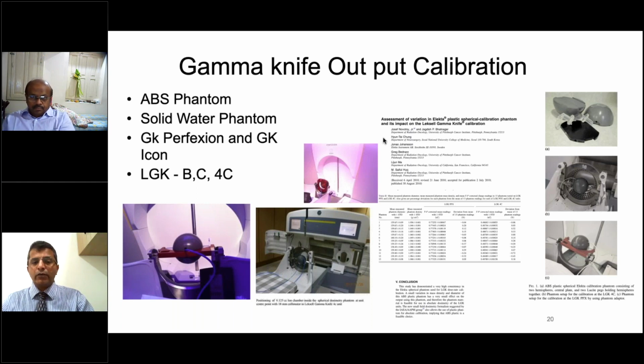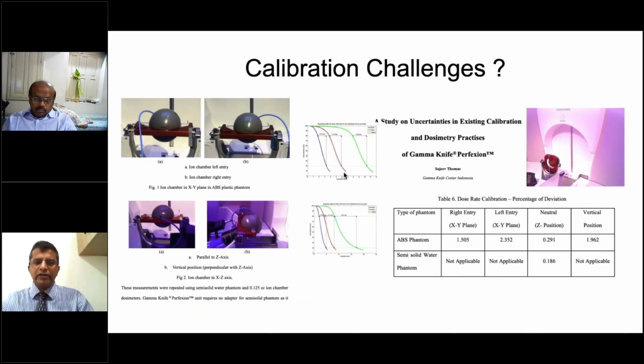So we have a number of publications regarding the assessment of variation and differences with the gamma knife calibration. So what is the calibration challenge we have? This is my own experience with the gamma knife systems. When we use especially the ABS phantom, it is possible to position it in multiple positions. You can keep it exactly perpendicular to the field, or you can have a right entry, left entry, or from the top. This all contributes differences in the error.